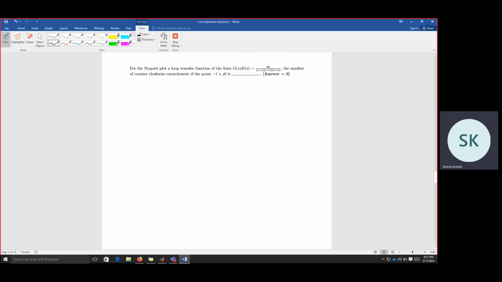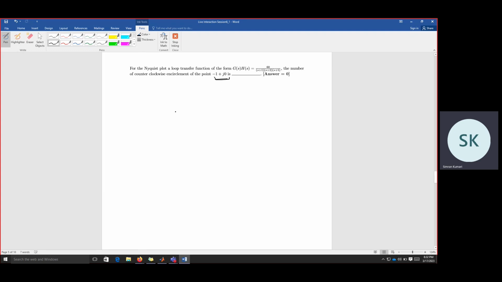So what this says is that for a Nyquist plot of a loop transfer function of the form G(s)H(s) equal to this one, the number of counterclockwise encirclements of -1 + j0. So again, this is the application of the Nyquist stability criterion. By the number of encirclements, we can say whether the system is stable or not, but that is a later part. First we have to see what the number of encirclements is for this point.